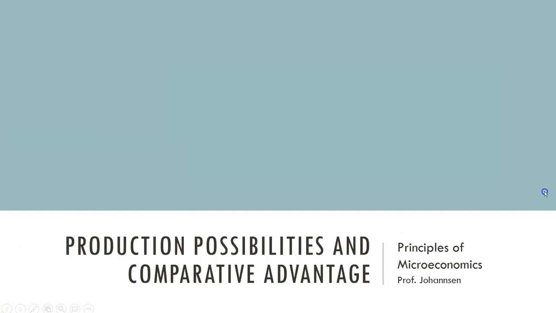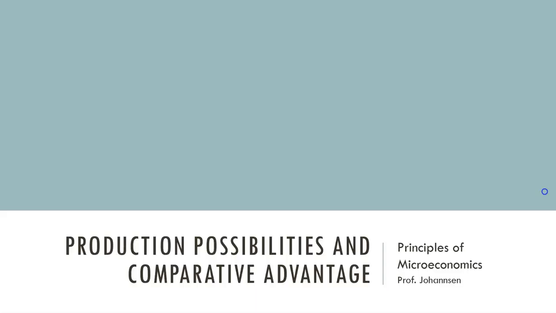So now let's get into chapter 2. This is about production possibilities and comparative advantage. So in this chapter, we're going to look at maybe an individual or a company's options, so their production possibilities, what they can produce.